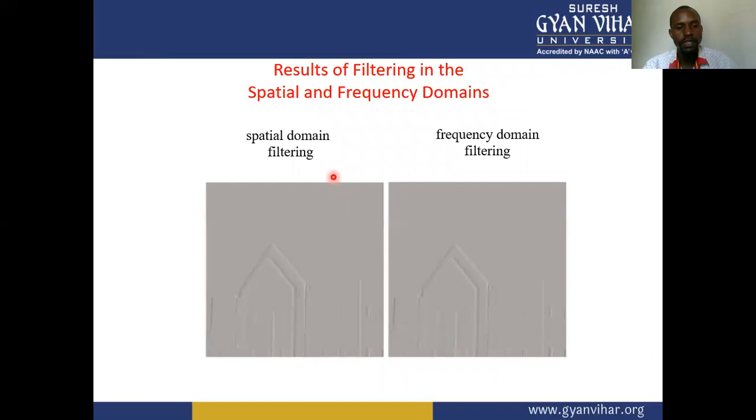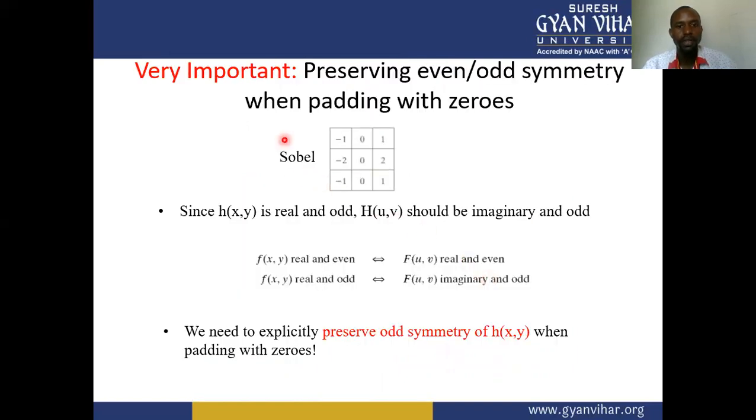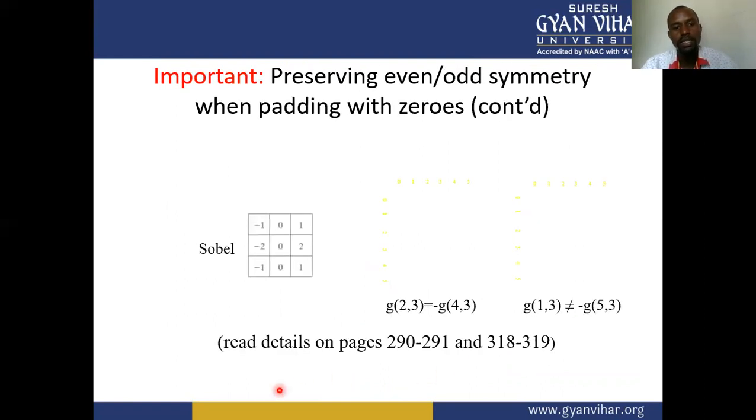The results of this filtering are as follows. We have filtering in the spatial domain and filtering in the frequency domain. This is very important for preserving even symmetry whenever we are padding with zeros. For example, if H(x,y) is real and odd, then F should be imaginary and odd, and if it is real and even, it stays real and even. In this case we need to preserve odd symmetry of H(x,y) when padded with zeros.